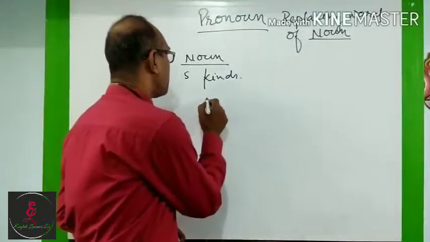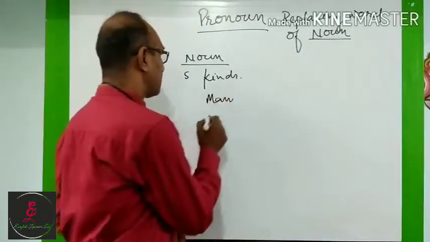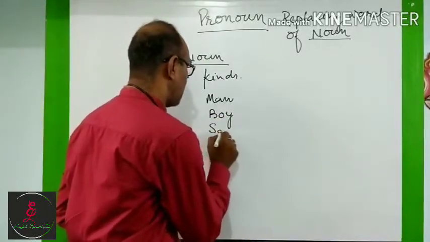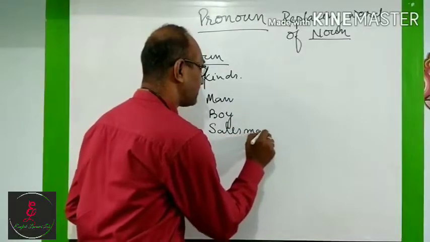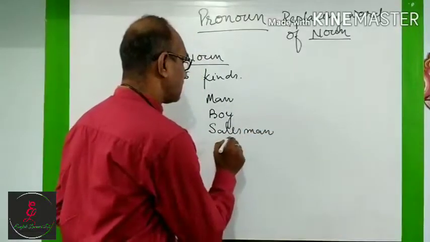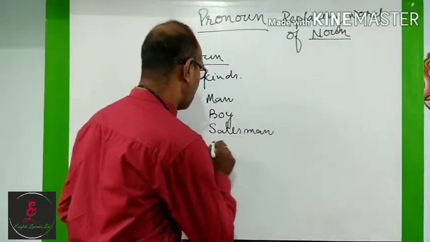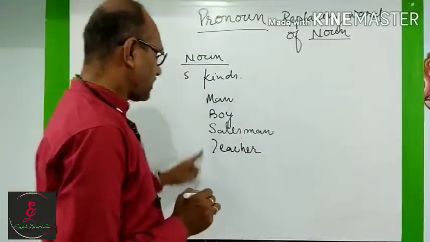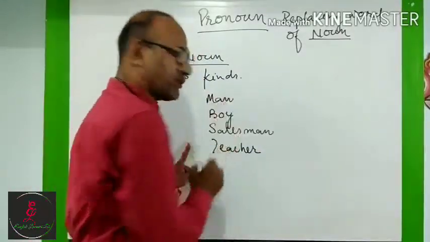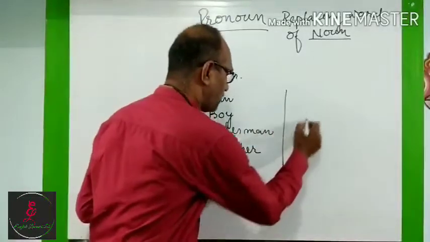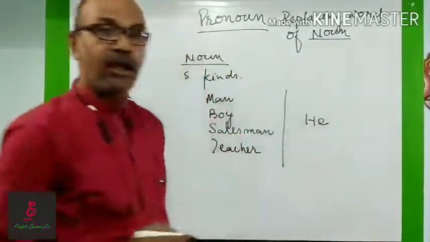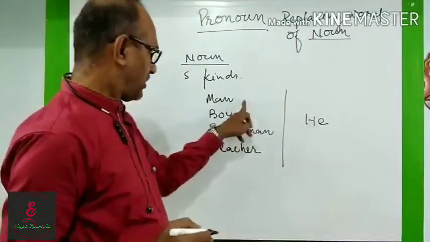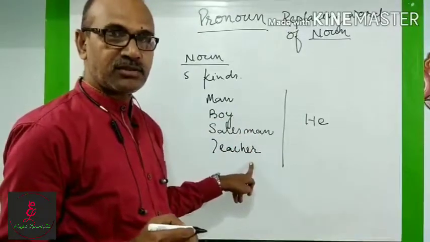So suppose here it is man, boy, salesman, like teacher. These all are masculines. So for these we use a common word he. So this is the replacing word of these words, these names.